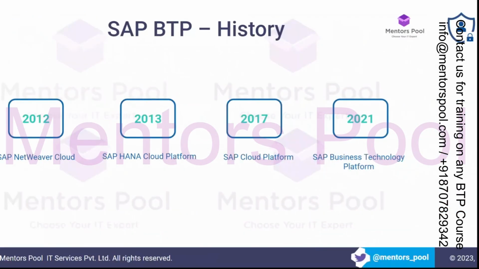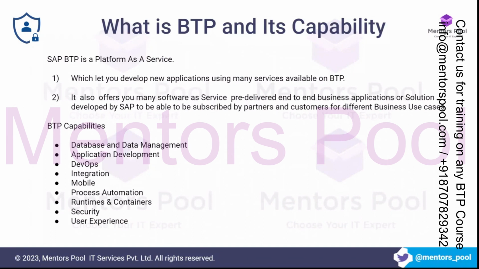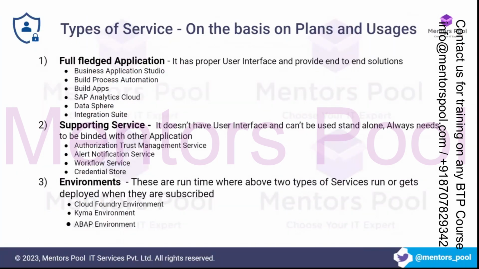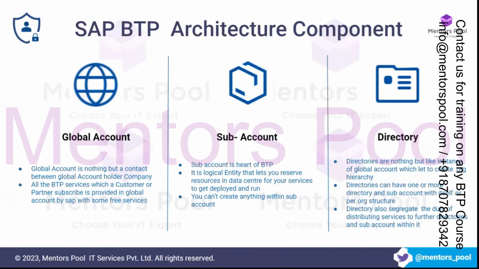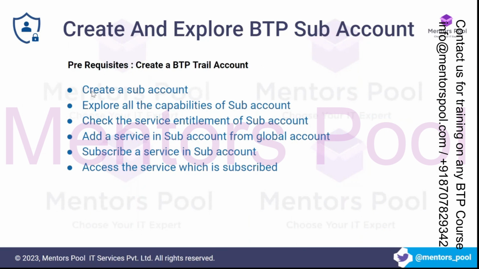Then we understood the history, what BTP's capabilities are, and the different types of services it offers as per usage. We also understood what a global account, sub account, and directory are. We did one hands-on where we created a sub account and explored all its capabilities. We did a service assignment from global account to sub account, assigned all three types of services, and looked at how they differ from each other. We also subscribed to one service, opened it, and looked at the UI offered by that application.